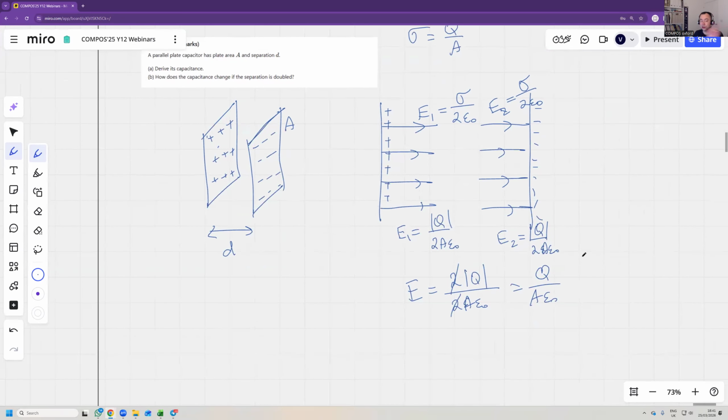Now we need to find the potential difference between the plates. We know that the potential difference is minus the integral of E dr.